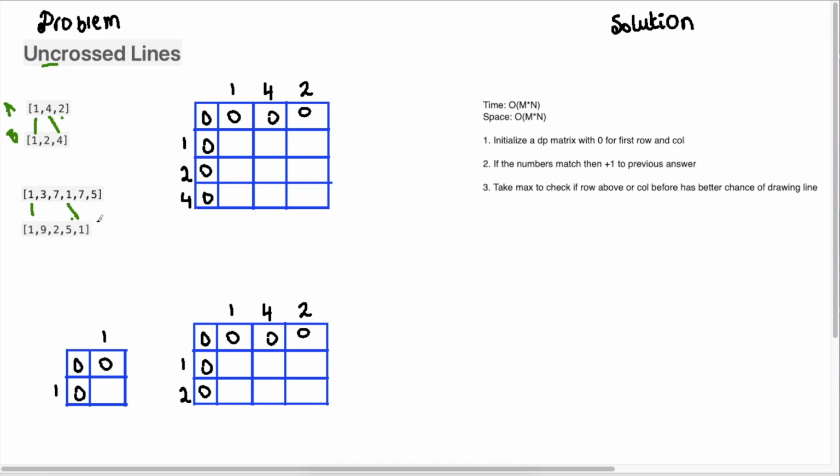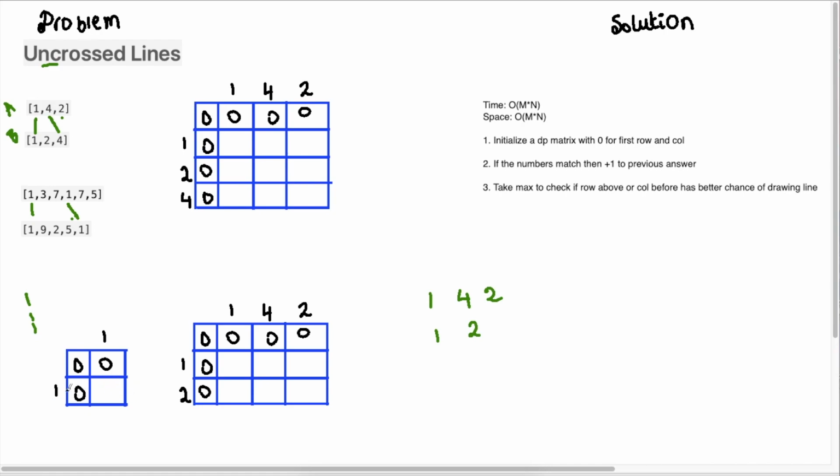So with that idea, let's go ahead and see how we can break this down into subproblems and solve those subproblems to get to our final answer. Okay, so if I give you two input arrays, 1 and 1, and I asked you to find how many uncrossed lines can you make, the answer is 1. So you can make 1 uncrossed line here, right?